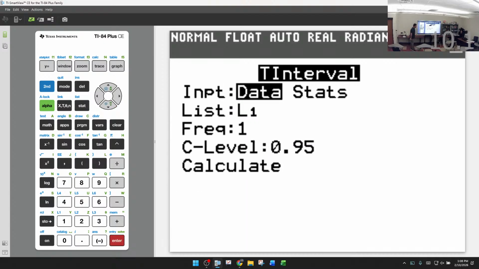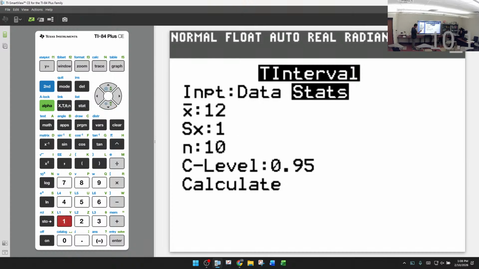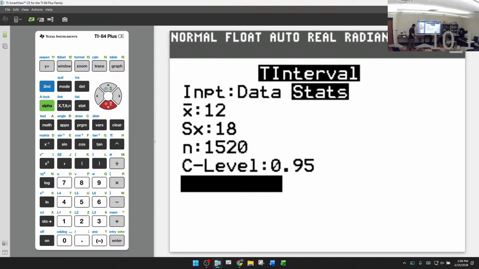Enter. Now, here's where you're going to have to decide: do you have the data or do you have the stats? This particular question, we have the stats. So we go over to stats, hit enter, and it asks me for X bar, which was, I forgot, was it 12 or something? Then it asks for the standard deviation, which was 18? And there were 1520, I'm dyslexic. 95 or 90? Good enough with all that? Just plug and chug. Enter.